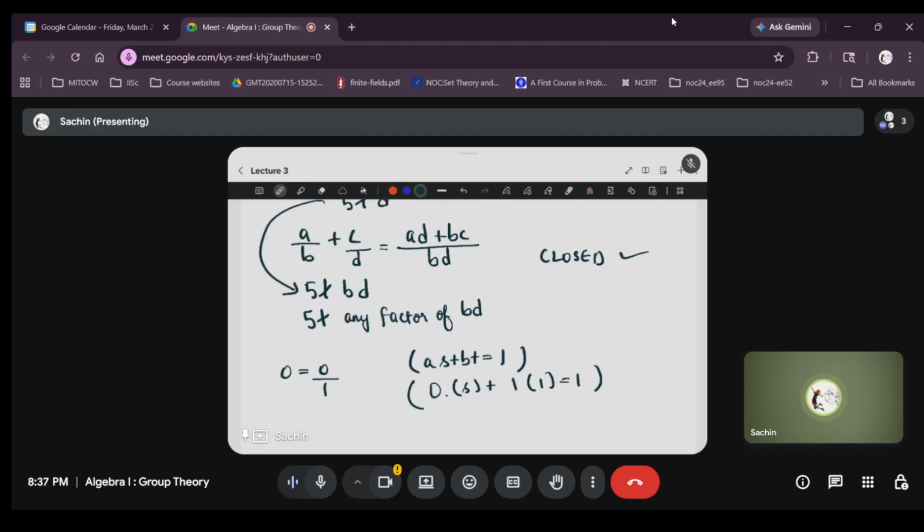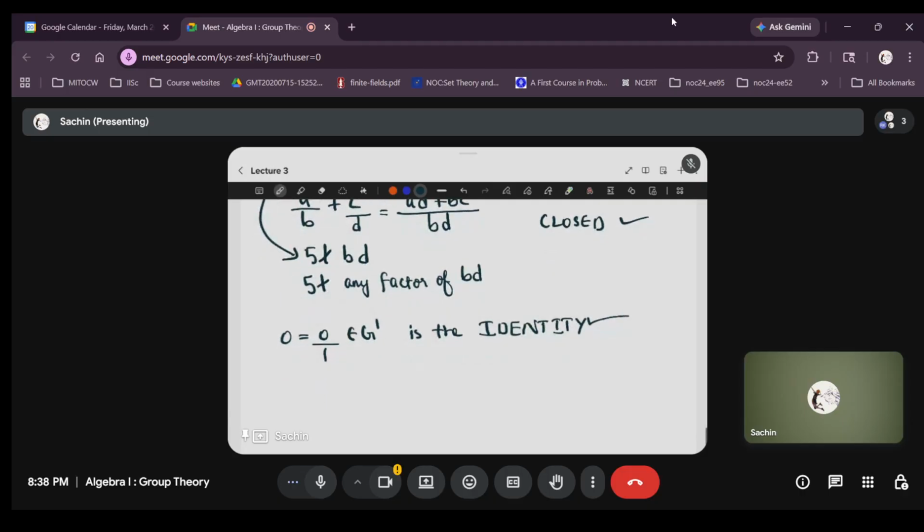So 0 by 1 is a member, and 5 does not divide 1. So 0 by 1 belongs to G prime, and this is the identity. The GCD of 0 and any positive number is just the number itself, because all numbers divide 0.